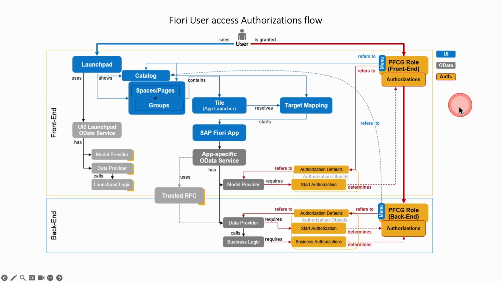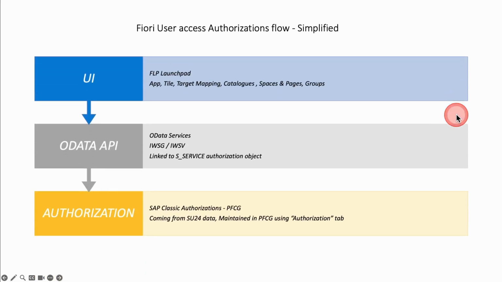Let's simplify this a bit. So if I were to simplify this, this is what it will look like. You will have a UI. The UI will include Fiori launchpad access, app, tile, target mapping, catalog, spaces and pages, or groups. We will have an OData API layer. This layer will basically deal with IWSG and IWSP services. We maintain this by using the authorization object S_SERVICE. This is where the values are maintained.